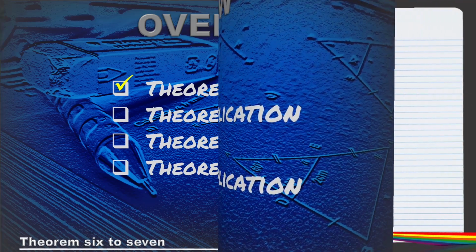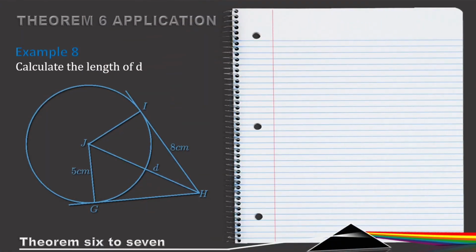Now moving on to its questions. In example 8, it says calculate the length of D. Now there's two ways to do this, because we can choose whether we want to work in triangle JIH, or we can use triangle JGH. If we do the above triangle, then we're just basically going to say that JI is also 5 because that's a radius. We also know that the angle between JI and IH is 90 degrees because the radius is perpendicular to the tangent.